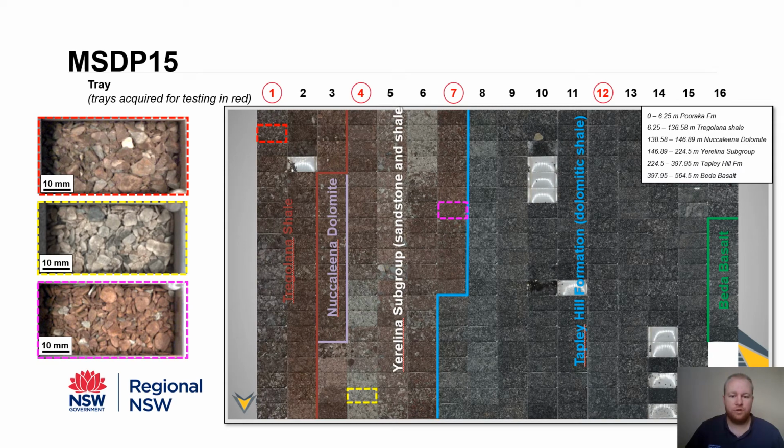Here is an image of drill hole MSDP-15 with stratigraphic units labelled. The drill hole was drilled near Port Augusta and intersected through Adelaidean cover of the Gawler Craton and includes various shale units, carbonates and sandstones before it was terminated in the basalt. On the left is a close-up of some chip compartments where you can see the chip size vary between 1 to 5 millimeters.